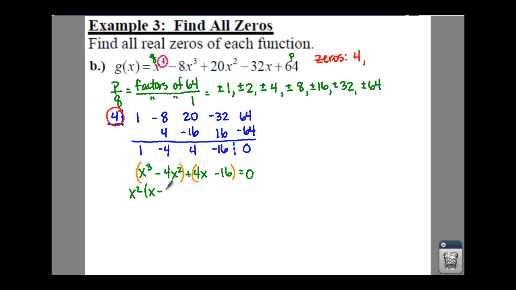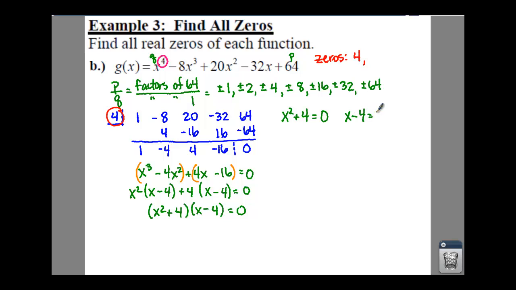So we have an x squared left over, and we have x minus 4. Over here we can take out a 4 and you get x minus 4. All this equals 0. So we have x squared plus 4 times x minus 4 equals 0. And we're going to set each of those parentheses equal to 0. So like I said, if you just solve x minus 4 equals 0, you get x equals 4, there's your other answer of 4. That doesn't happen a whole lot on your homework, but just know that it is a possibility.